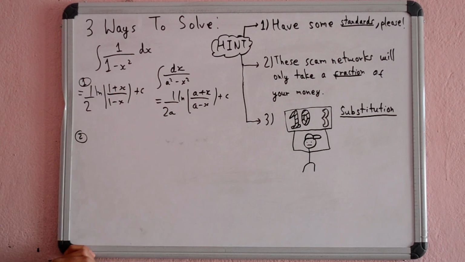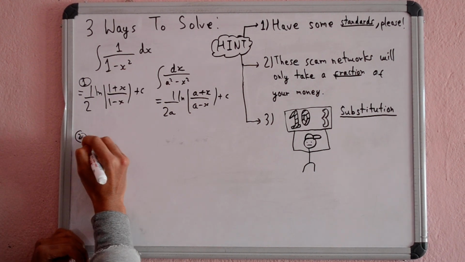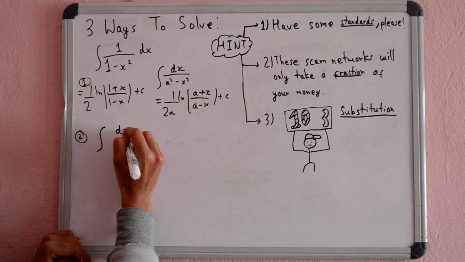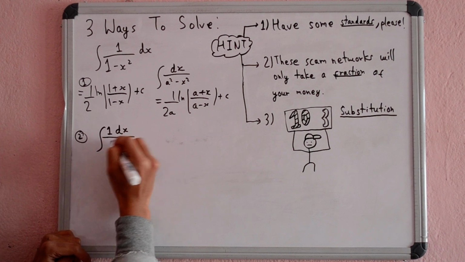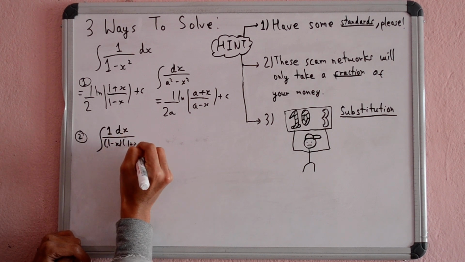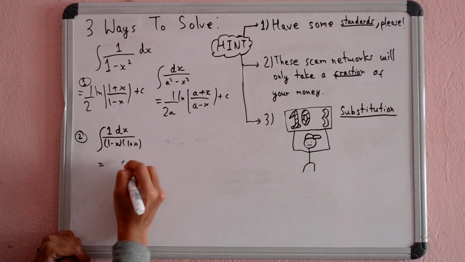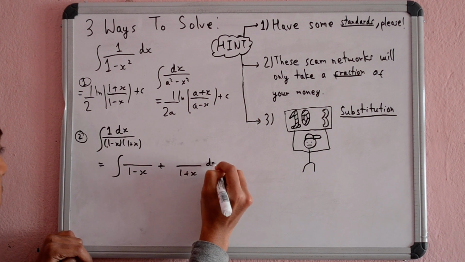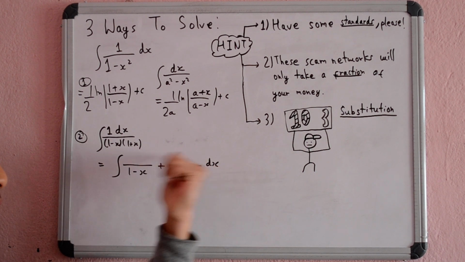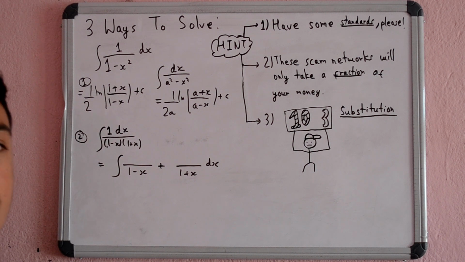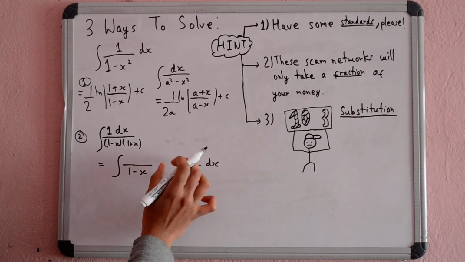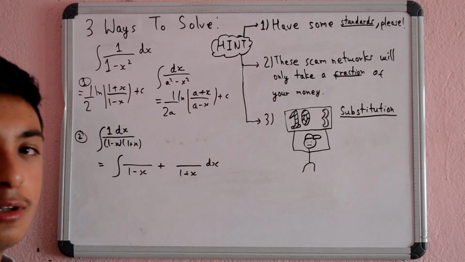Now for the second method, we're going to be doing partial fraction. So let's factorize the bottom part, which is just 1 minus x into 1 plus x. Alright, 1 minus x, 1 plus x. So this is going to be 1 minus x plus 1 plus x dx, and we're going to have to solve for the numerators. So I'm going to be using the cover-up method, but you can also use A and B, multiply them out, and then equate the variables and constants.